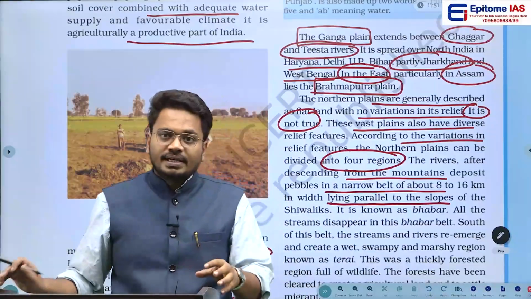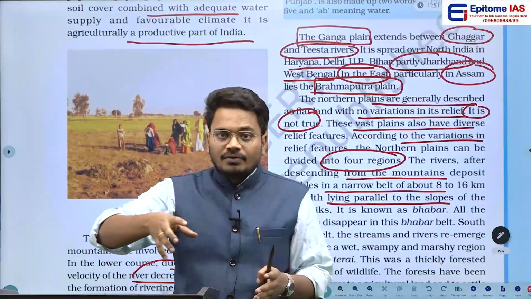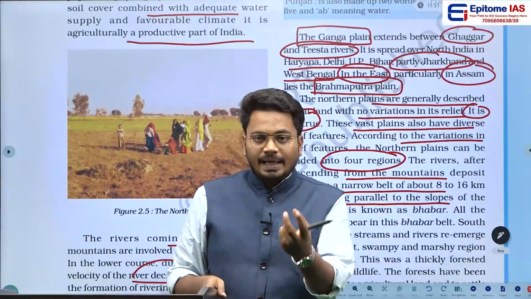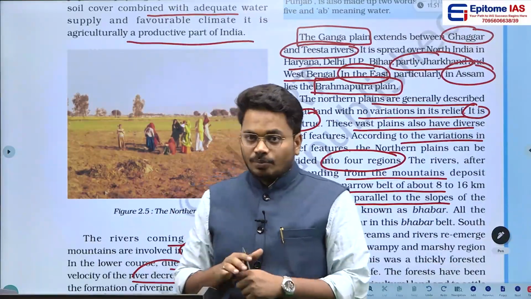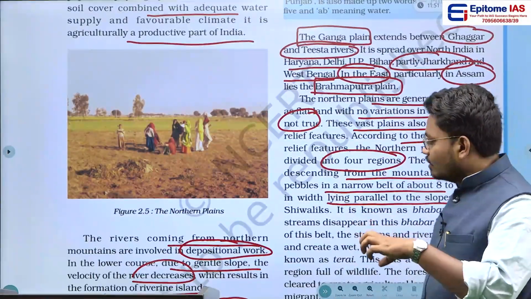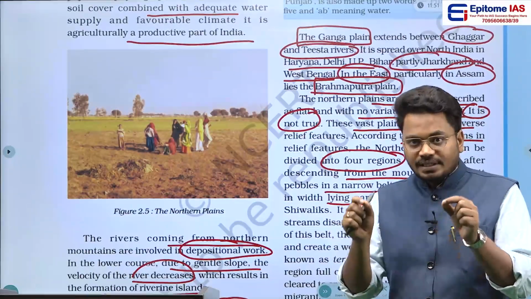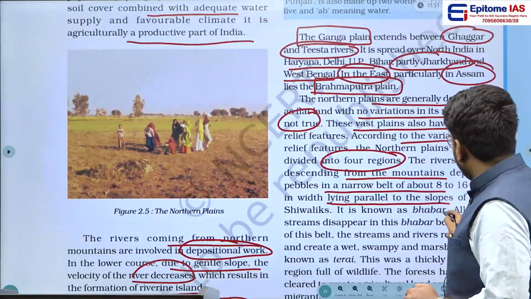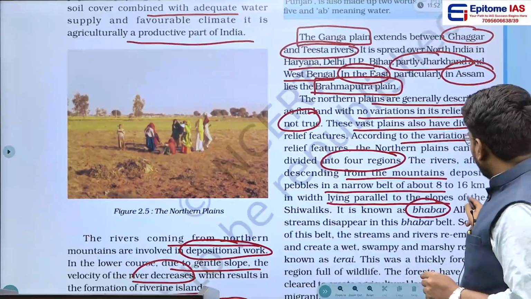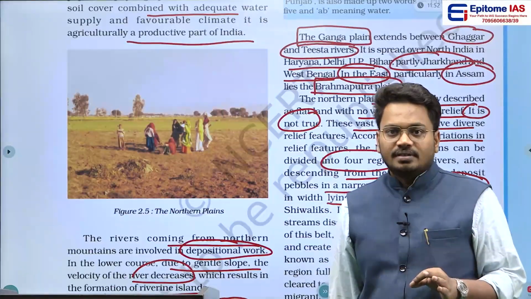Or else you can see the deposition of the sediments which were brought by that particular river stream. Are you getting my point? Then all the deposits will be happening, all the sediments will get deposited. Because of that deposition activity near the foothills of Shivaliks, we can see a new relief, the formation of a narrow belt called Bhabar. The width of this belt would be up to 8 to 16 kilometers. Are you getting my point?